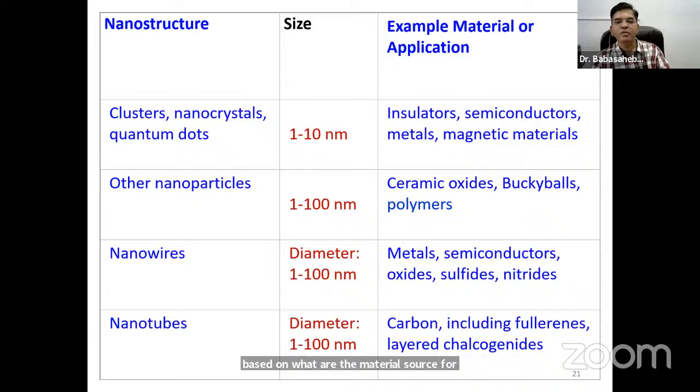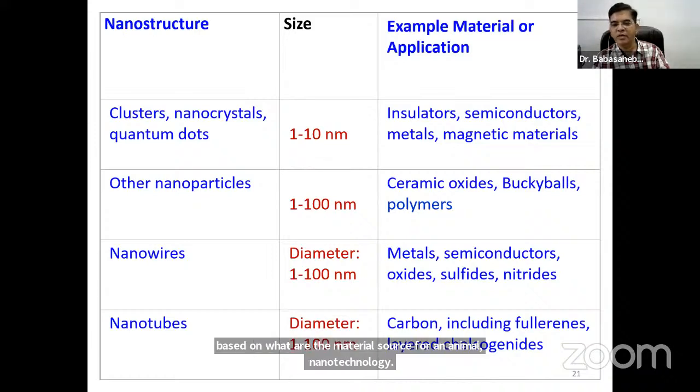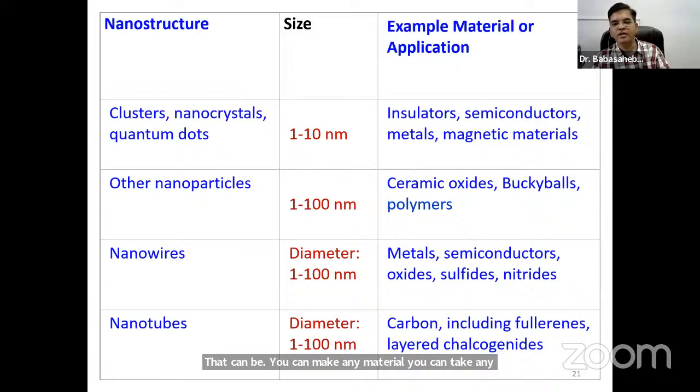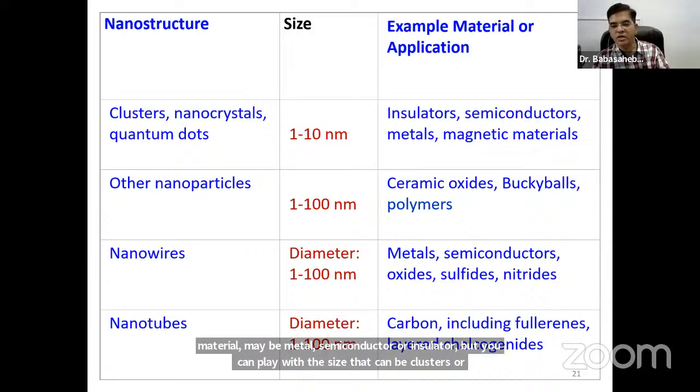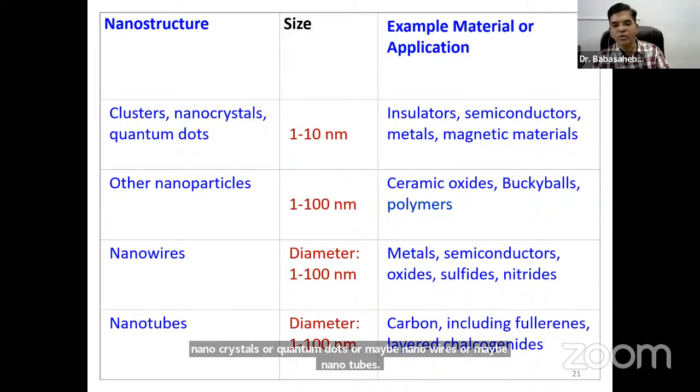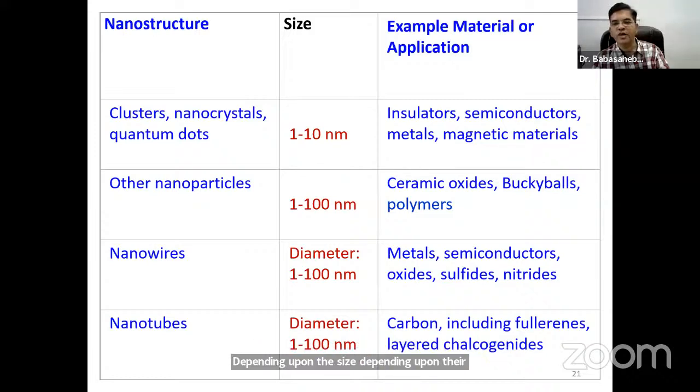You can take any material, maybe metal, semiconductor or insulator, but you can play with the size. That can be clusters or nanocrystals or quantum dots, or maybe nanowires or nanotubes. Depending upon the size, depending upon their diameter, the property is going to alter drastically. So you can make use of that for making the device.